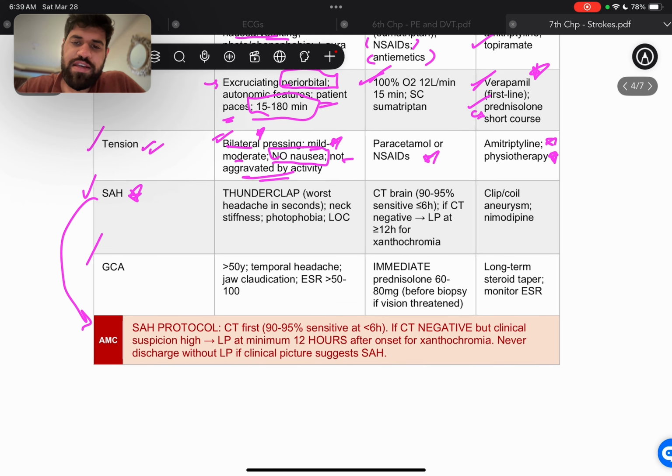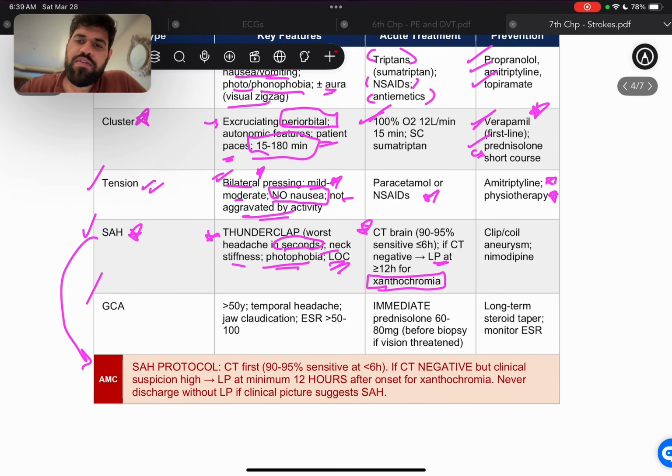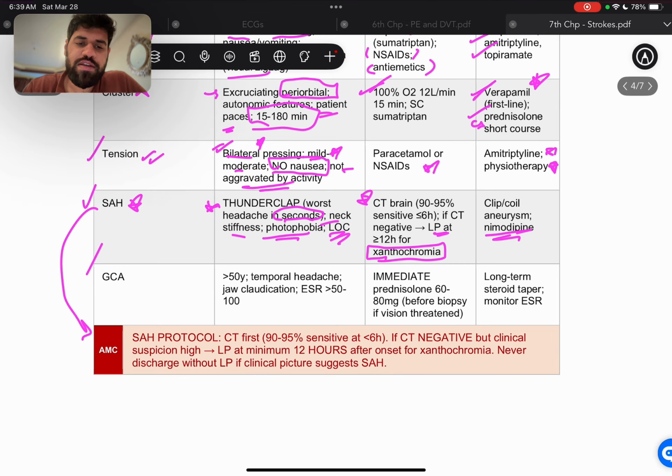All right. SAH, it's the worst headache, and it appears suddenly, in a few seconds. There's going to be neck stiffness, photophobia, and loss of consciousness. We have to get a CT of the brain done, and if the CT is negative, we move on to lumbar puncture at more than 12 hours for xanthochromia to confirm SAH. All right. Then for the preventive measures, you have to give them clips and coils to prevent the aneurysm again, and nimodipine. It's the drug of choice for SAH.